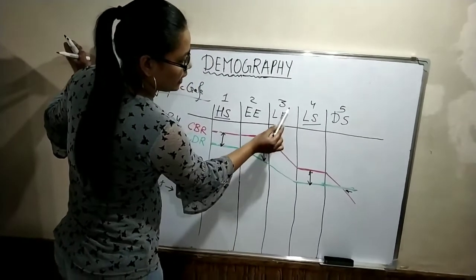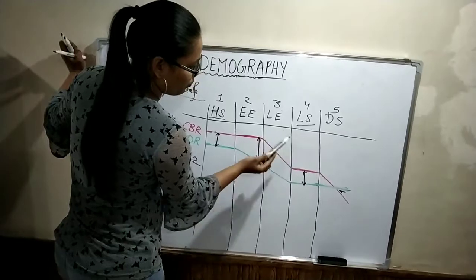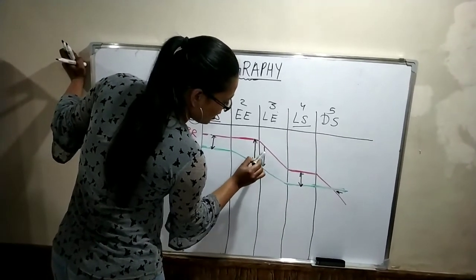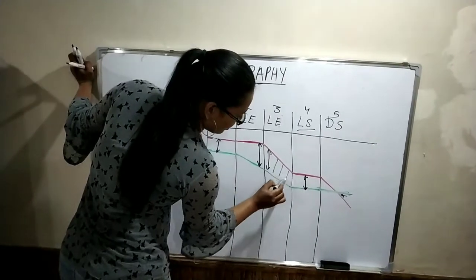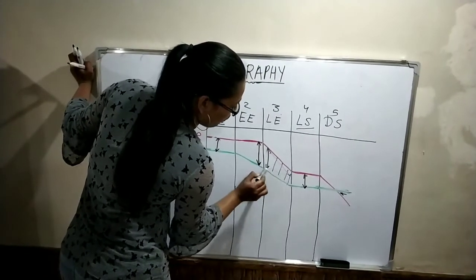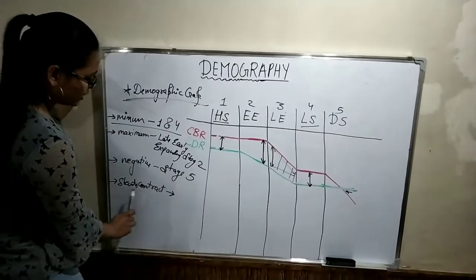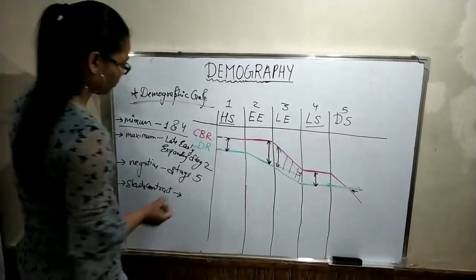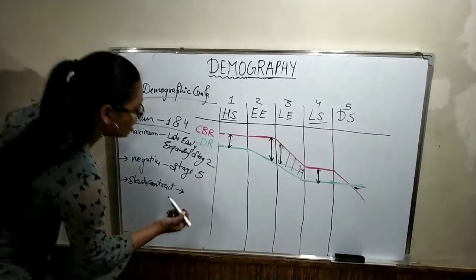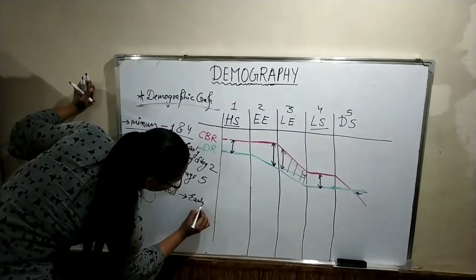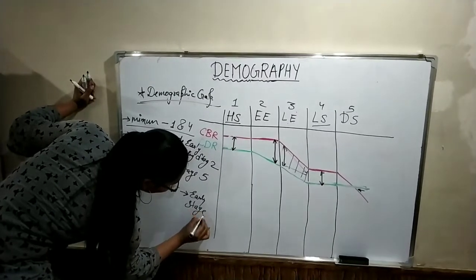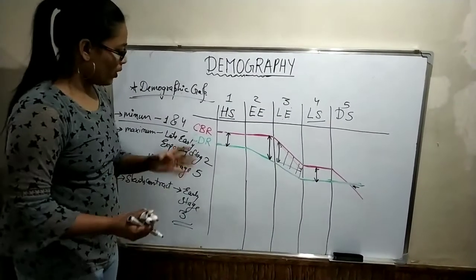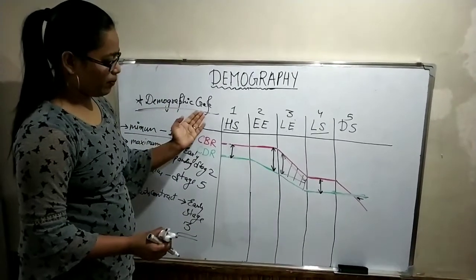Here you can see in the stage 3rd, late expanding stage, it is high and it starts decreasing. So it starts contracting. So it starts contracting in early stage 3 of late expanding stage. So this was about the demographic gap.